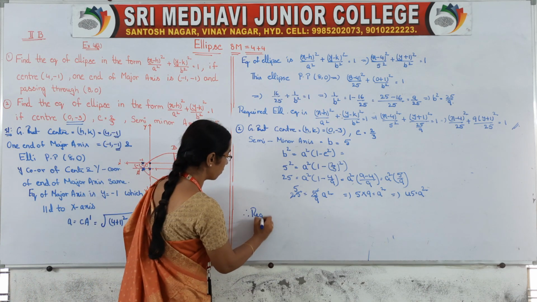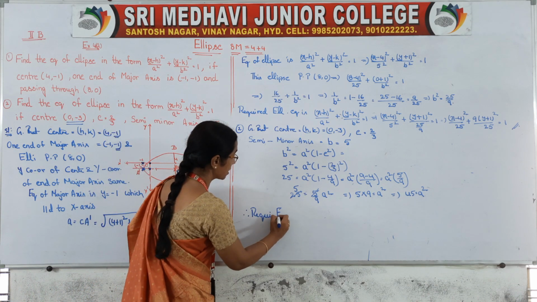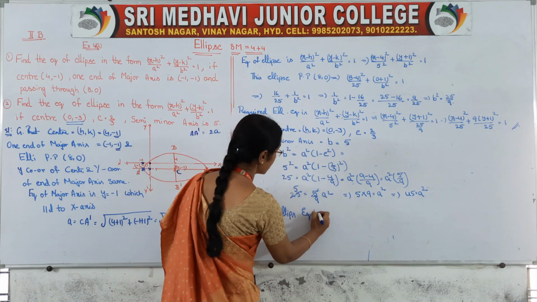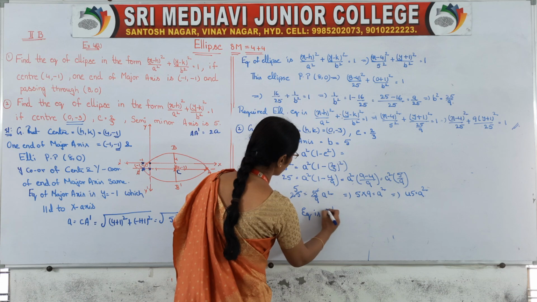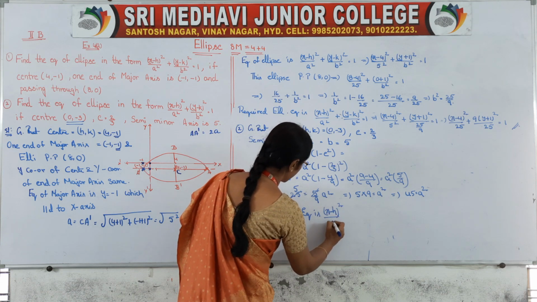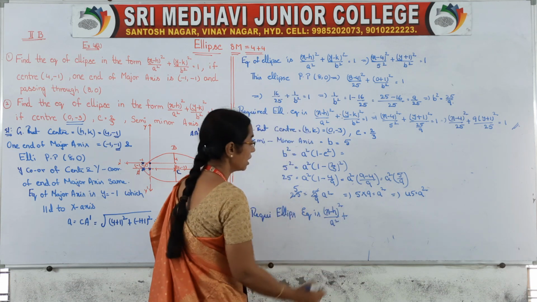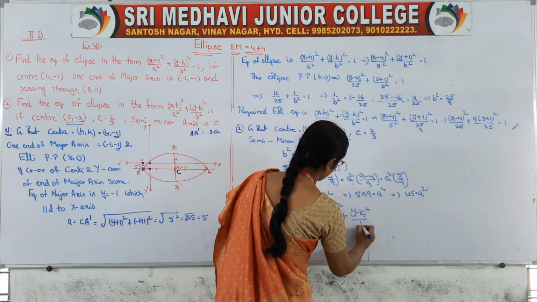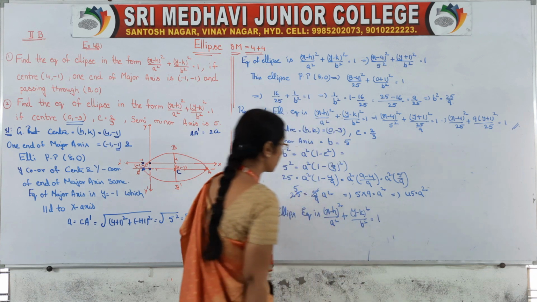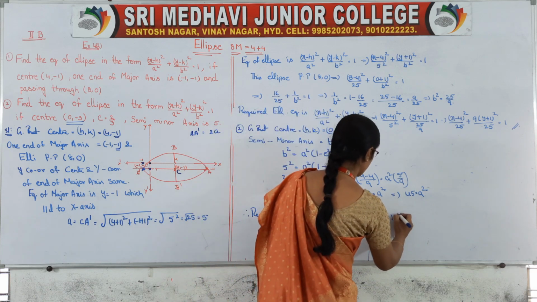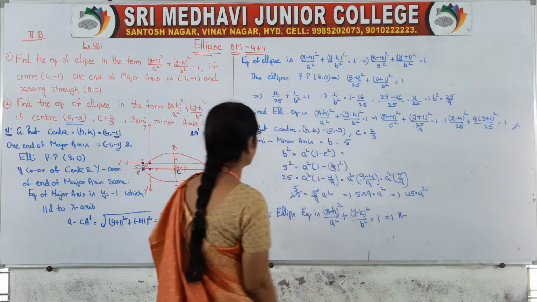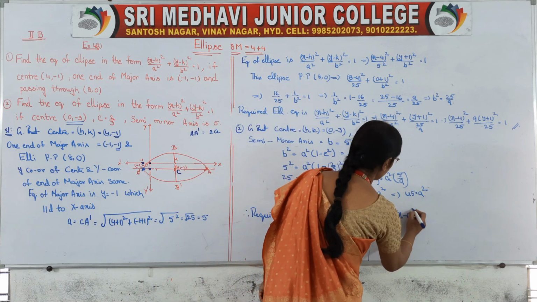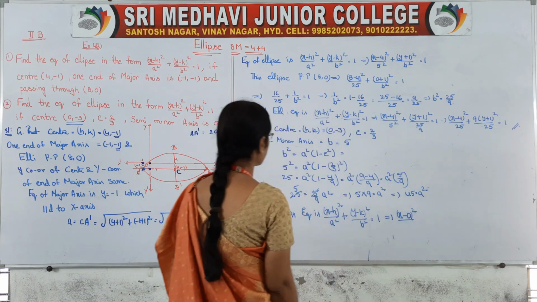Therefore, the required ellipse equation is, what is it? It is given which form we have to write. First you write that form, then you substitute the values. Y minus k whole square by b square is equal to 1, is equal to x minus h, what is h? 0, right? Whole square by a square.